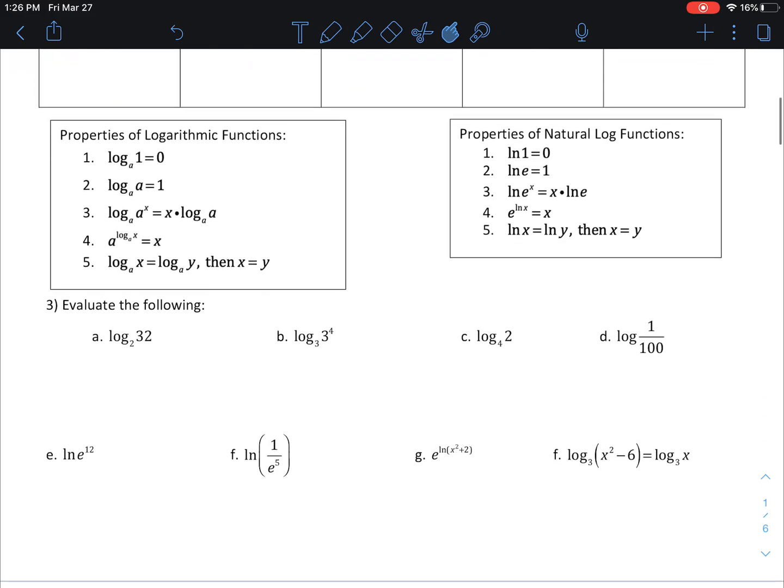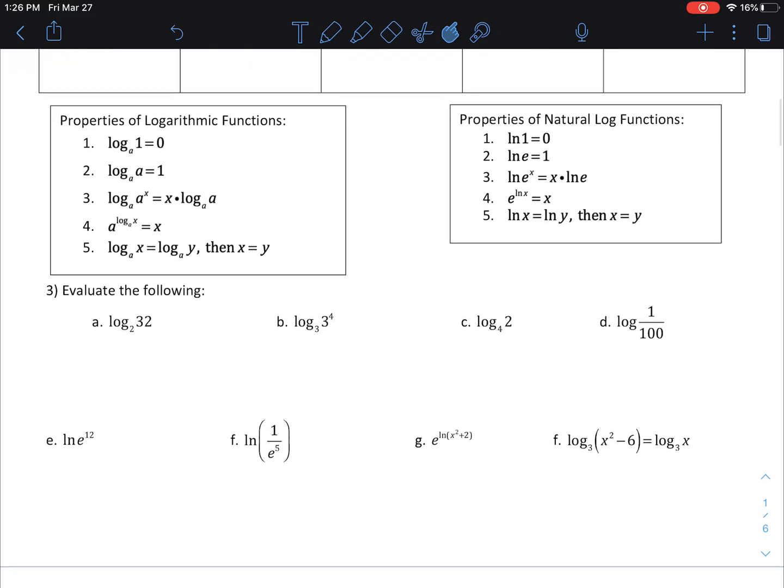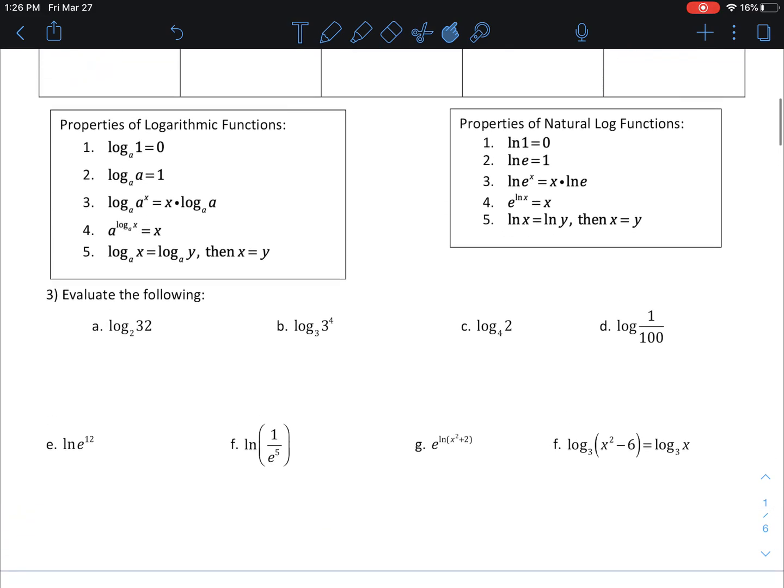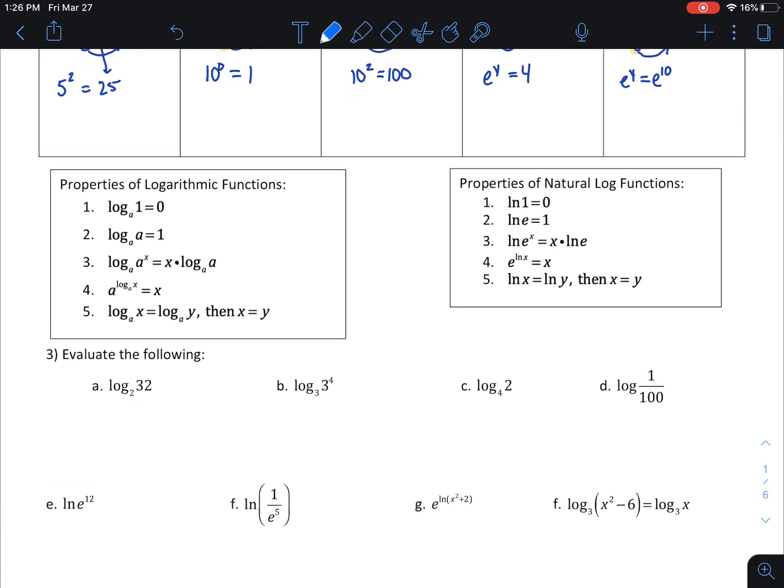I'm going to explain the next section here, which does have a little bit of stuff to it. I'm just going to go up to section 2, just to finish this page, okay? So that's where we're going to go. All right, so if you look at these boxes, one of them for logs, one of them for natural logs, they're essentially the same thing, except one has log, one has natural log, okay?